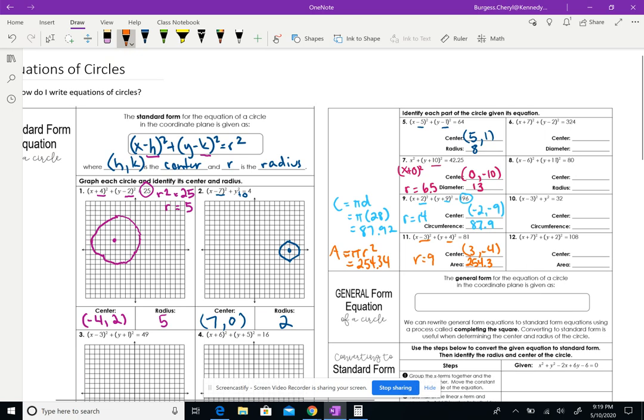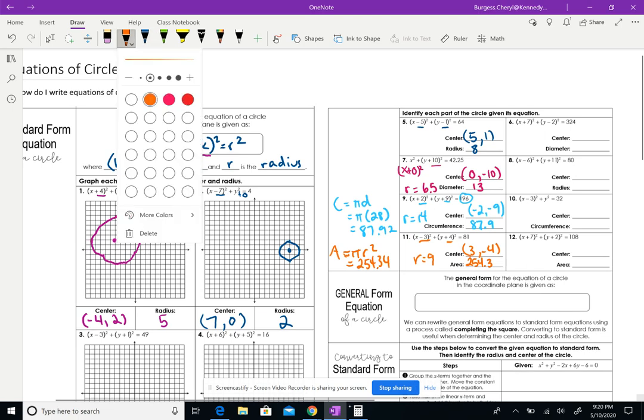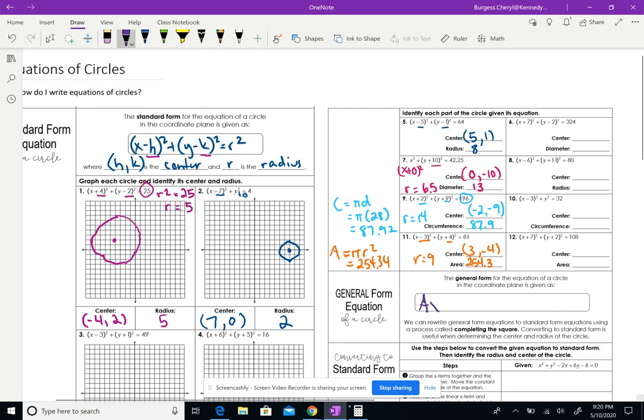The general form equation of a circle, guys, is kind of a nightmare. When you're given the formula in general form, you usually try to convert it to standard form, which is what we've been doing, just because it's a lot easier and more helpful when you are solving problems with circles. So the general form is ax squared plus by squared.